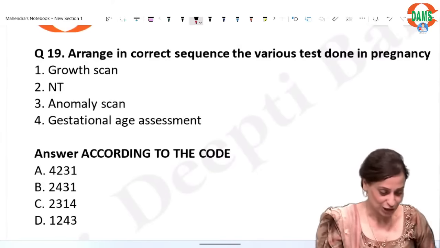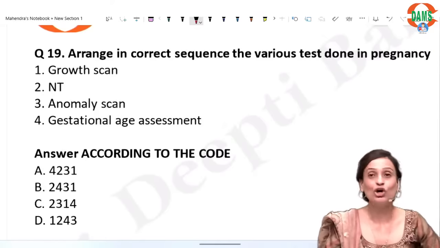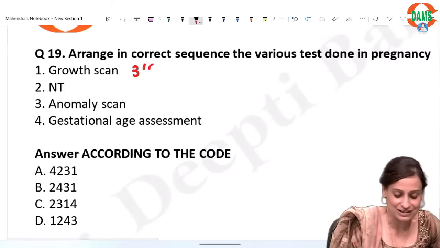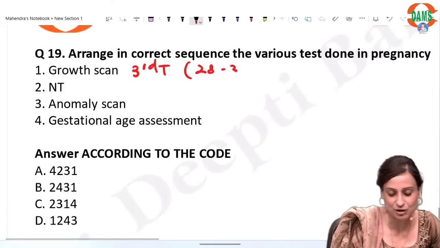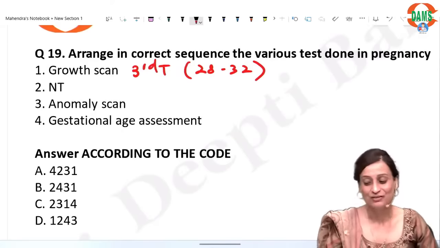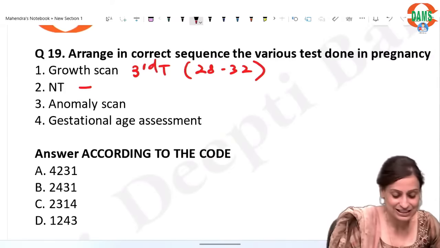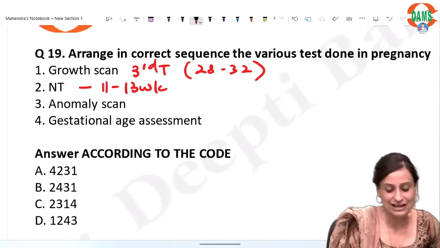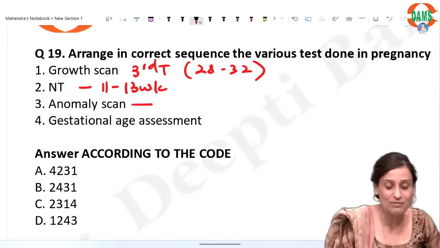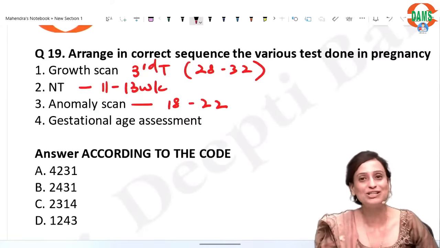Okay, shallow. So let's see. So if we look at growth scan, when is it done? So growth scan is done in the third trimester, typically between 28 to 32 weeks. Okay, that's when you do the growth scan. What about NT scan? NT scan has to be done between 11 to 13 weeks. What about anomaly scan? Anywhere between 18 to 22 weeks.